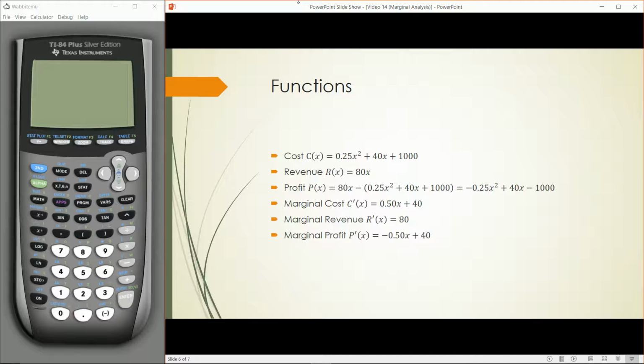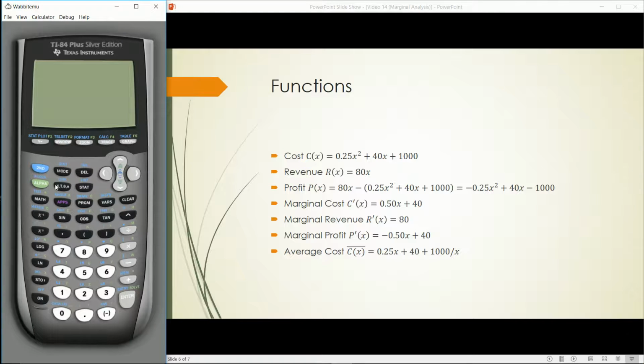And our marginal profit, we can see, is negative 0.50x plus 40. Notice that the profit and cost functions look similar, except slightly off on the signs. Now, let's also look at our average cost function just because. So we can see 0.25x plus 40 plus 1,000 over x.